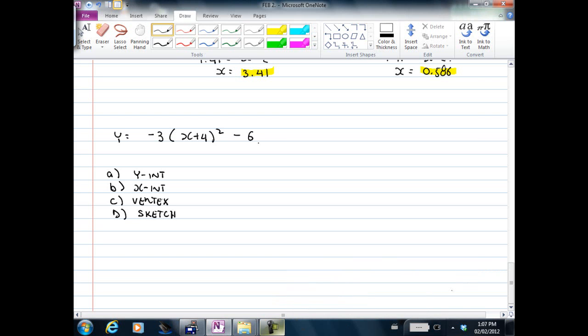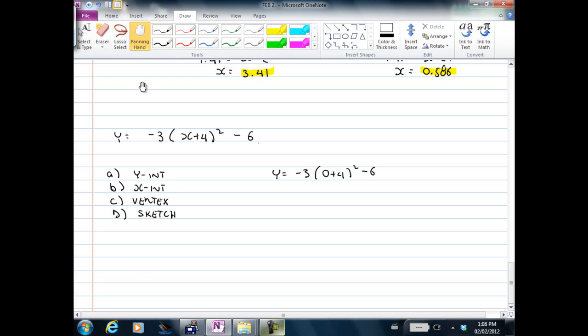So, for most of you, the y-intercept is the easiest one to do. The x-intercept is what's getting people in trouble. I'm going to start with the y-intercept. y equals negative 3 times (x plus 4) squared minus 6. Now, I'm going to let x be 0. 0 plus 4 squared minus 6.